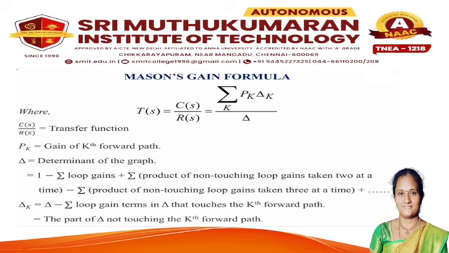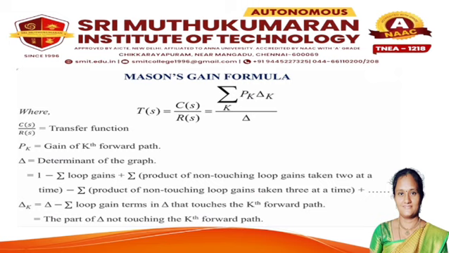Then we have to find the transfer function of the system by using Mason's gain formula. T of S is equal to C of S, the Laplace of output, divided by the Laplace of input, which is equal to the sum of all Pk delta k divided by delta.